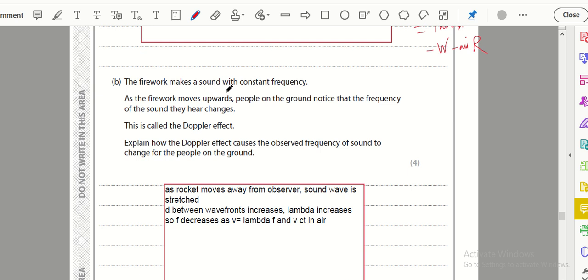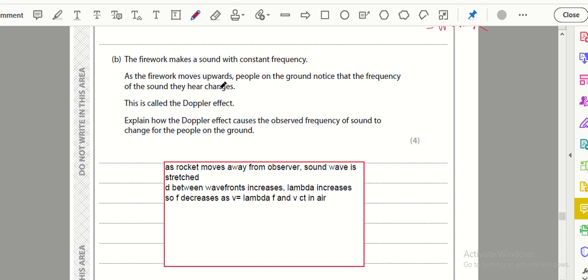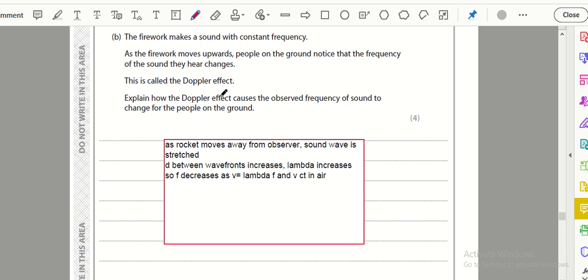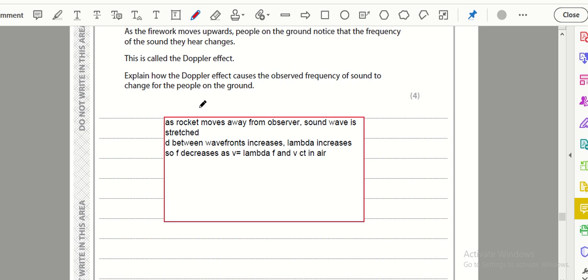The firework makes a sound with constant frequency. As the firework moves upward, people on the ground notice the frequency changes. This is called the Doppler effect. Explain Doppler. As the rocket moves away from the observer, the sound wave is stretched. The distance between wavefronts increases, which means lambda increases, so f decreases because v is equal to lambda f.